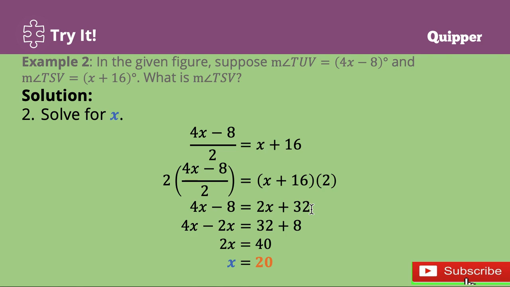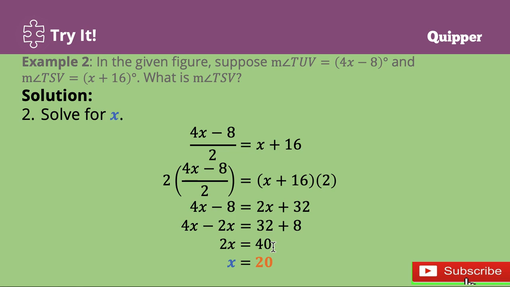Then, combining like terms, we will separate the variable term and the constant term. The variable term must be placed on the left side and the constant term on the right side. Now, 2x, we will transpose it to the other side since this is a variable term. It becomes negative 2x, and this negative 8, since that's a constant term, we will transpose it to the right side. Negative 8 becomes positive 8. Then solve. 4x minus 2x is 2x, and 32 plus 8 is equal to 40.